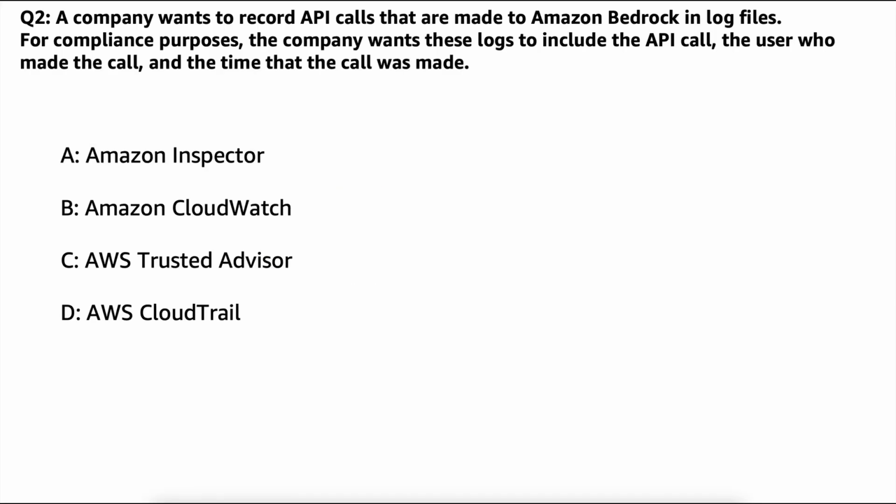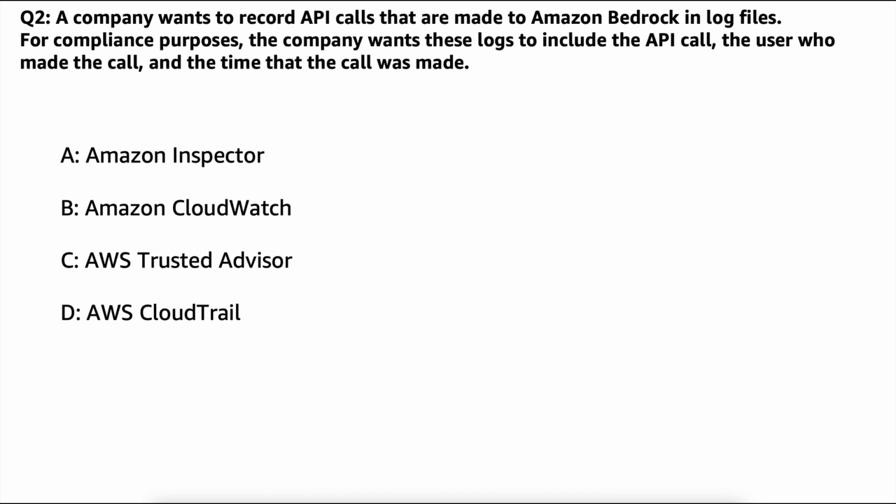The question asks, a company wants to record API calls that are made to Amazon Bedrock in log files. For compliance purposes, the company wants these logs to include the API call, the user who made the call, and the time that the call was made. Let me read through the answer options.